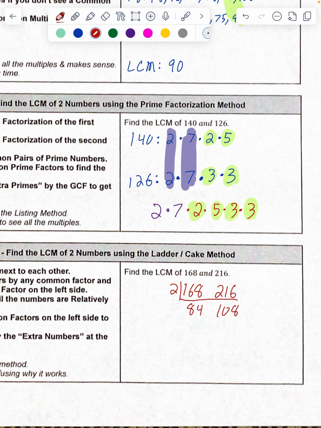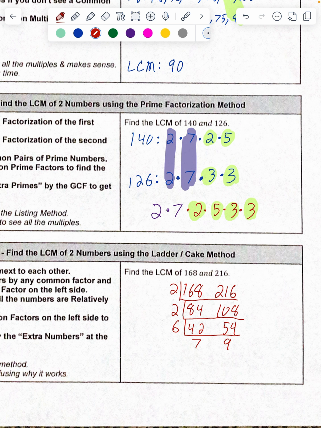I could do 2 again, and that would be 42 and 54. And now I'm thinking, what goes into both of them? 6. Hey, 6 goes into both of them. 6 goes into 42 7 times, and 6 goes into 54 9 times.